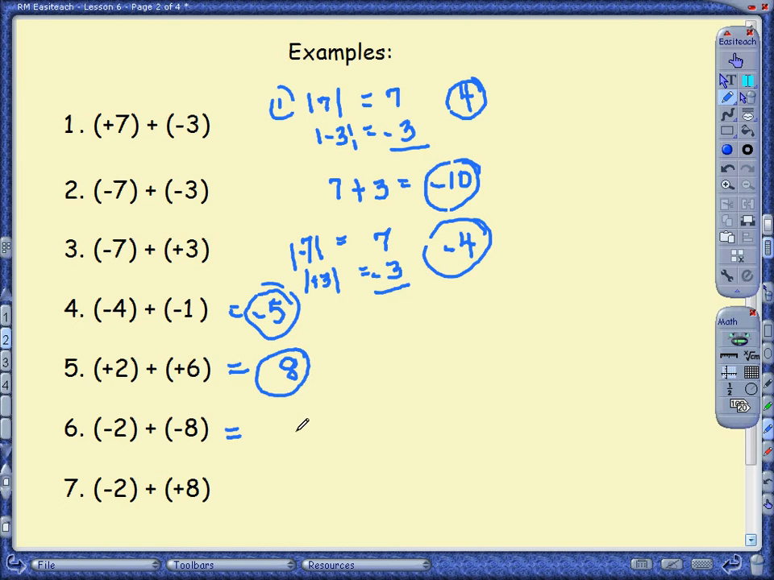Okay. Here we have two numbers again, both negative. Negative 2 plus negative 8. 2 plus 8 would be their absolute values. That's 10. And this is a negative because both original numbers were negatives.